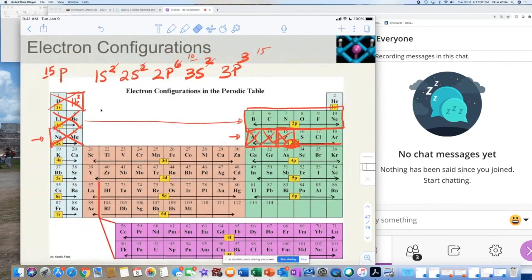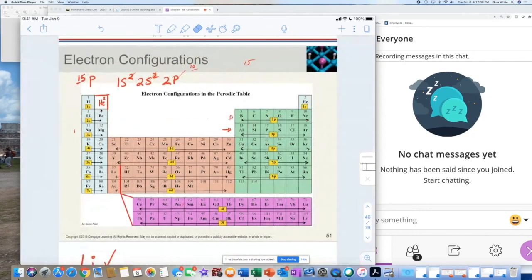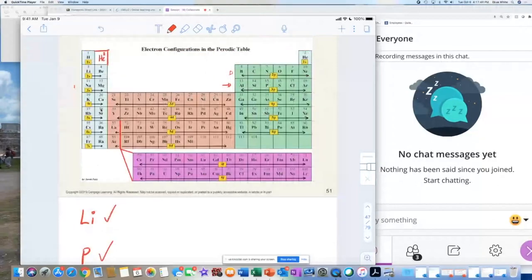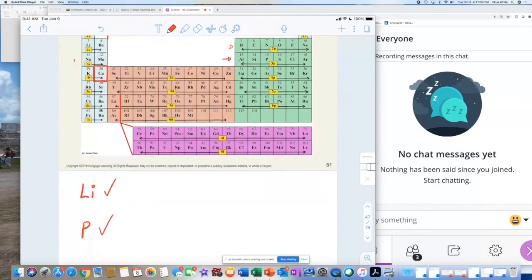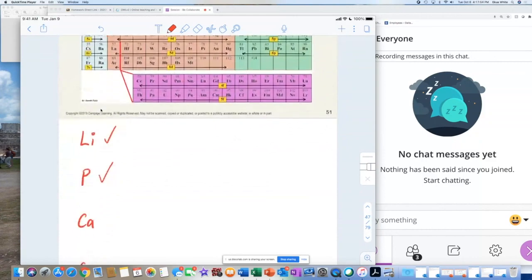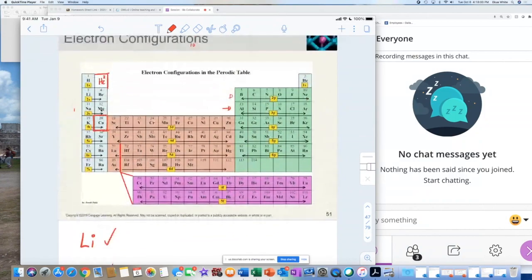Let's do one with the other ones, because once we do the configuration, then we can do the other things from here on. So we did this one. Calcium is right here, so now we're going until we get to this one. Actually, forget calcium. Let's do bromine. Bromine is more interesting than calcium.